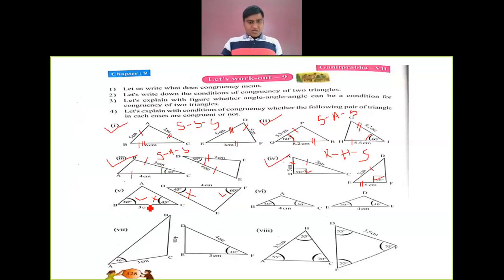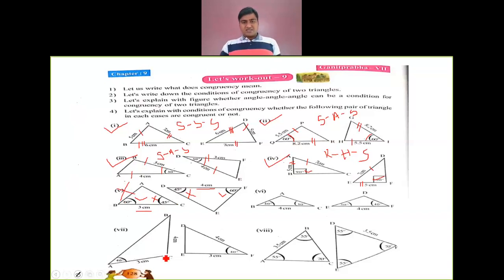but this is equal to 3 centimeter, but this is equal to 4 centimeter. So this included side is not equal to this included side. This is 3 centimeter and this is 4 centimeter. So the sides are not equal, but two angles are equal. Therefore, these two triangles are not congruent to each other. Two angles equal, but one side is not equal. So these two triangles are not congruent.